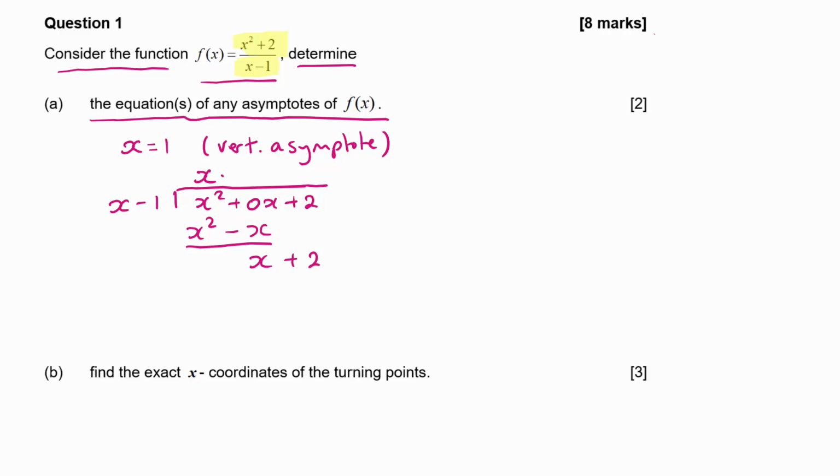X's into x goes 1. And then 1 times x is x. 1 times -1 is -1. And subtract is 3. So that tells me that y is equal to x plus 1, because all we do here is look at the quotient, is an oblique asymptote.